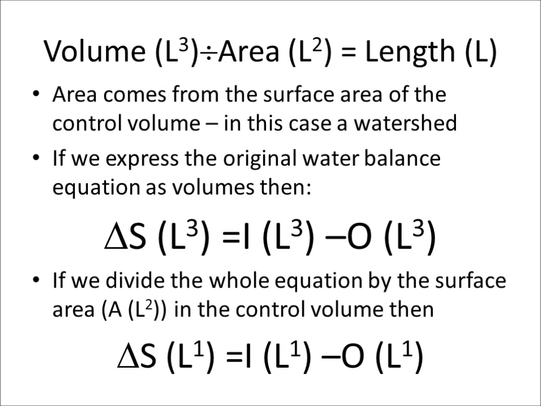If we express the original water balance equation as volumes, then our change in storage, which is length cubed, is equal to our inflow in length cubed or volume minus the outflow in length cubed. If we divide the whole equation by the surface area of the control volume, then what we end up with is dividing each one of those terms by length squared. We end up with our change in storage being expressed as a single unit of length, as an inch or a millimeter, and the terms on the right-hand side, input and output, also being expressed as units of length.